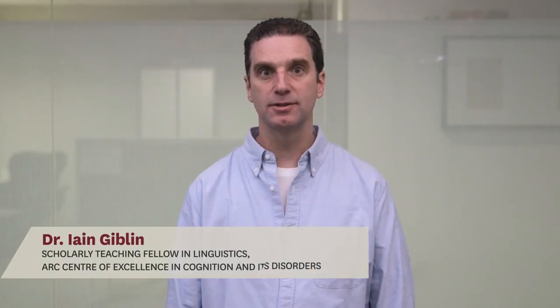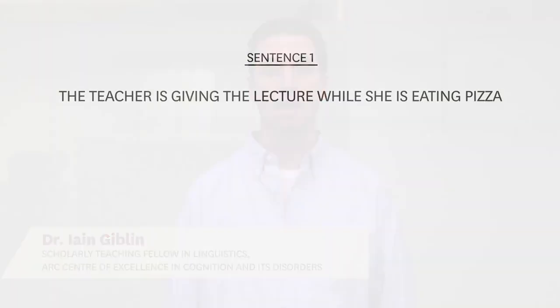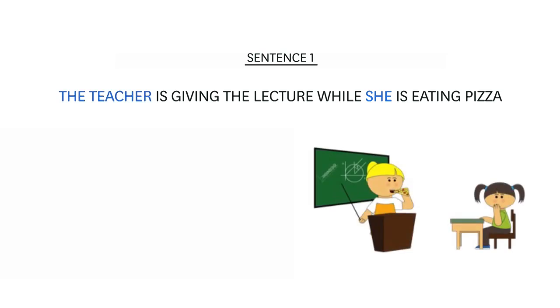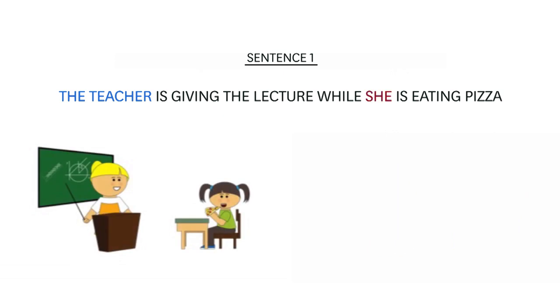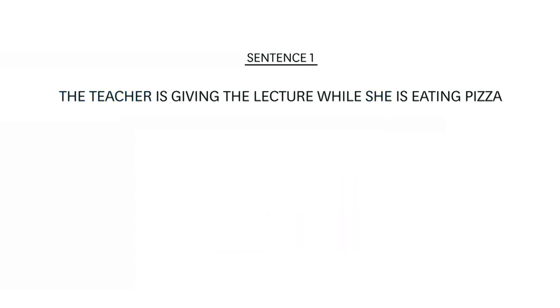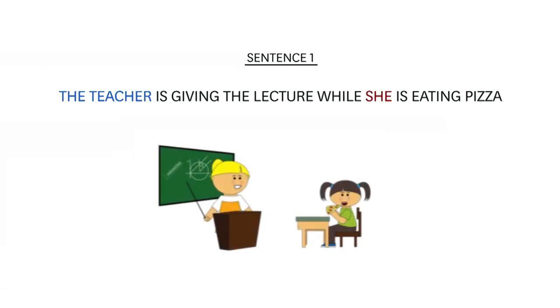Let's begin with an example of a sentence that has two meanings. The teacher is giving the lecture while she is eating pizza. In this sentence, the pronoun she can be used to refer to the teacher, or it can be used to refer to some female student. On one meaning, the sentence is true if the teacher is giving the lecture while she, the teacher, is eating pizza. On this meaning, the sentence is a true description of this picture. In addition, the sentence is true in a situation in which the teacher is giving the lecture while a female student is eating pizza.